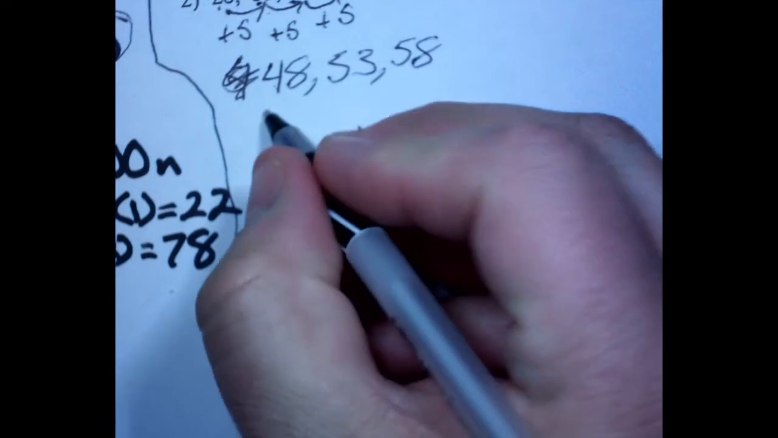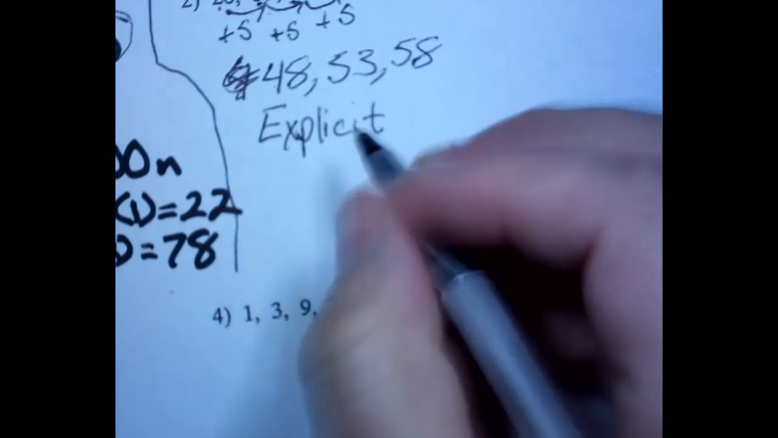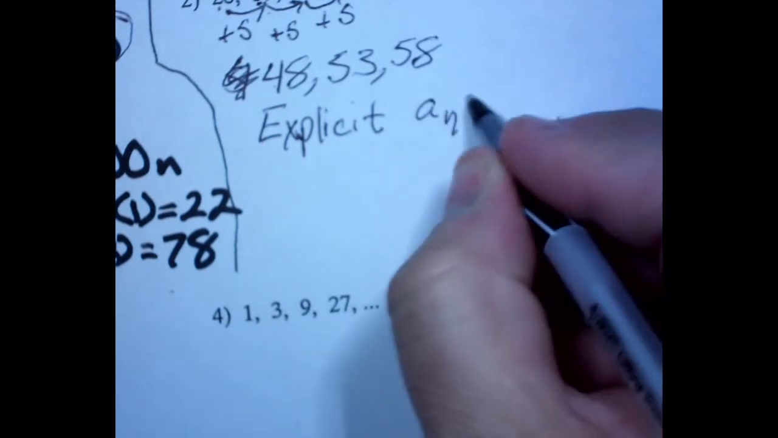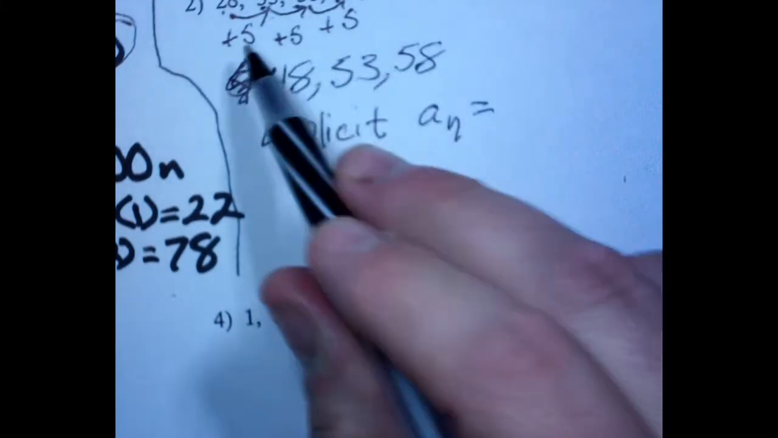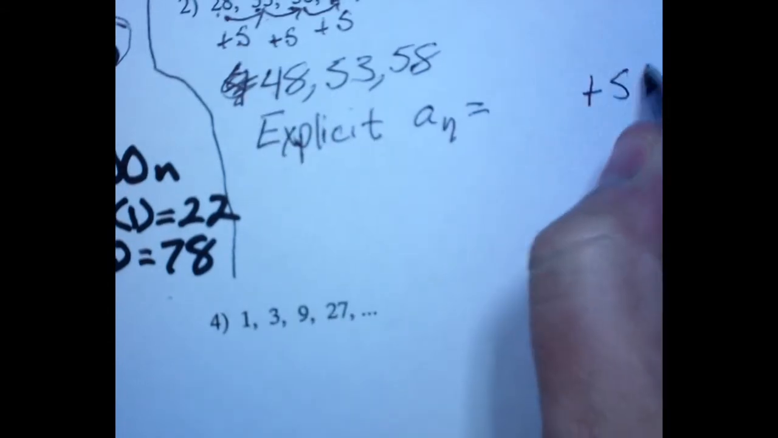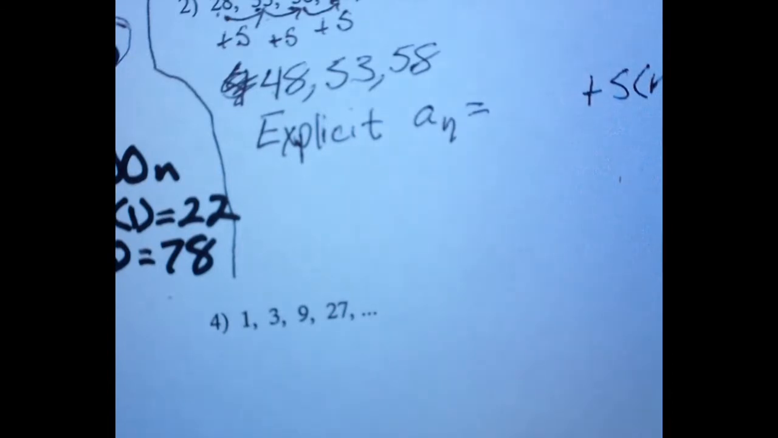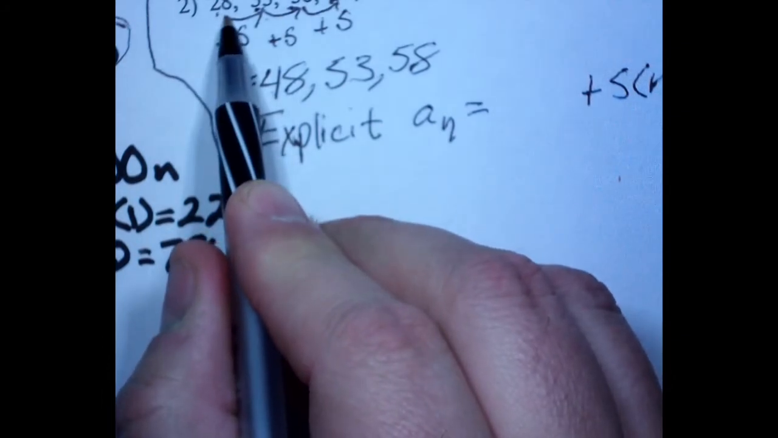Now, to get the explicit, I'm going to say a sub n is equal to, what's my first term? 28. But I'm going to end up adding 5 to it, right? So I'm going to end up adding 5 to it times whatever number it is. So what do I do to the 28? Well, I do the opposite. Since I'm going to add 5, I would subtract 5. So what is 28 minus 5?